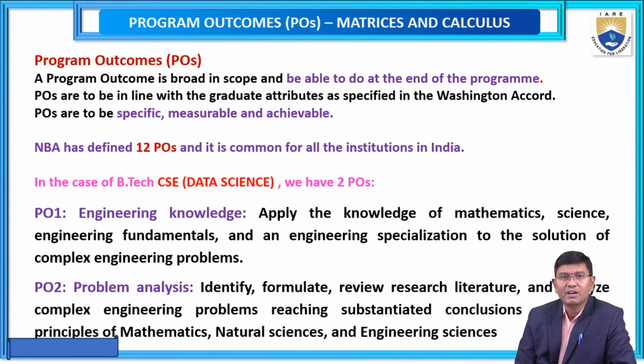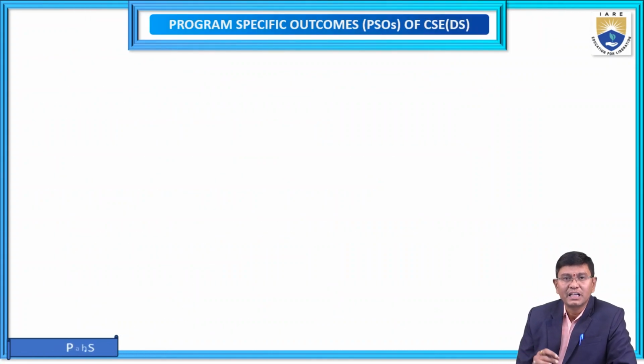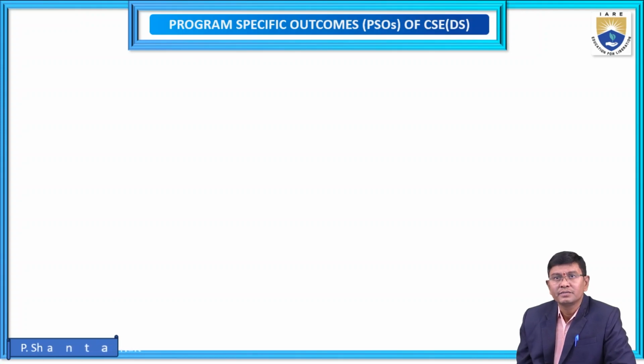PO1 and PO2 are useful for this subject, and in almost all subjects, at the level of all branches. The first one is useful for engineering knowledge, and PO2 is problem analysis. Based on PO1 and PO2, these are considered for the subject matrices and calculus, particularly here for the branch CSE DS.